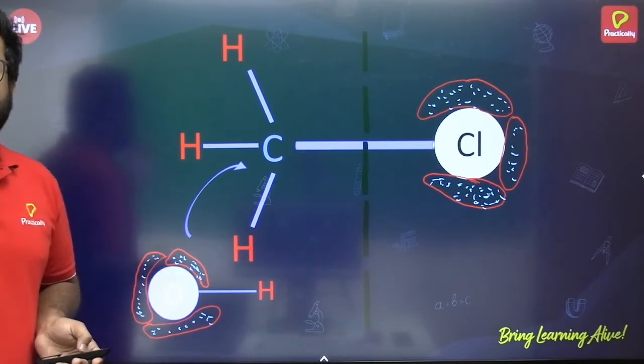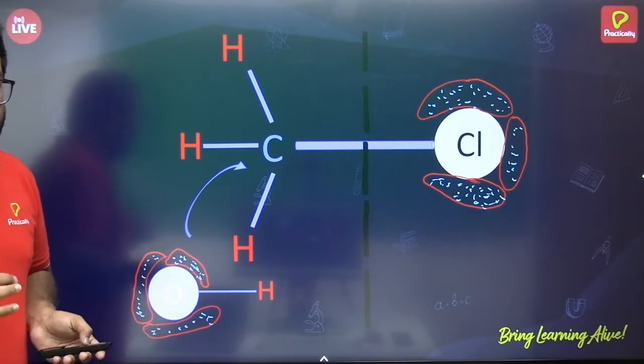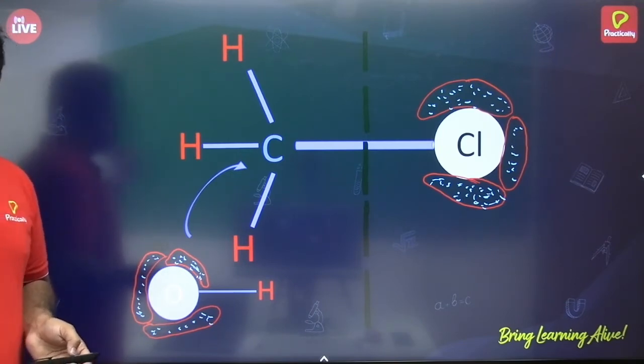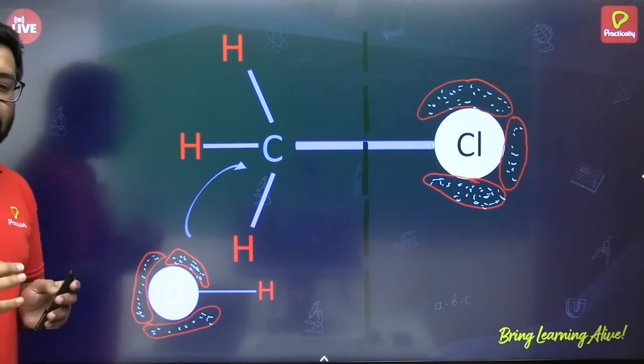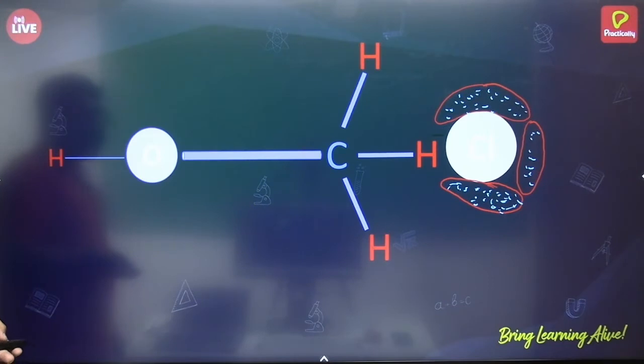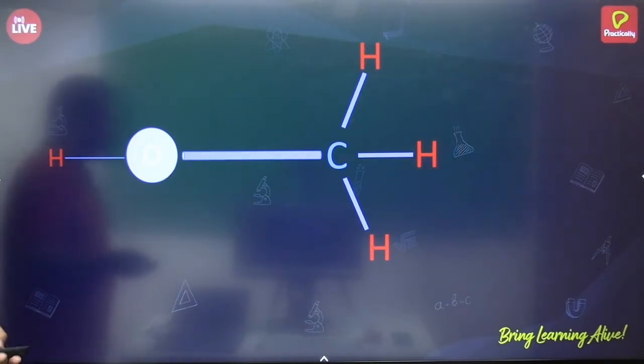Which bond? The carbon-chlorine bond has started breaking now. Now, I will come to this later on, how this bond breaks, what is the transition state and all that. Here, I'm just going to give you a brief insight. So, bond has started breaking. Now, the bond has formed completely, and now chlorine will leave.